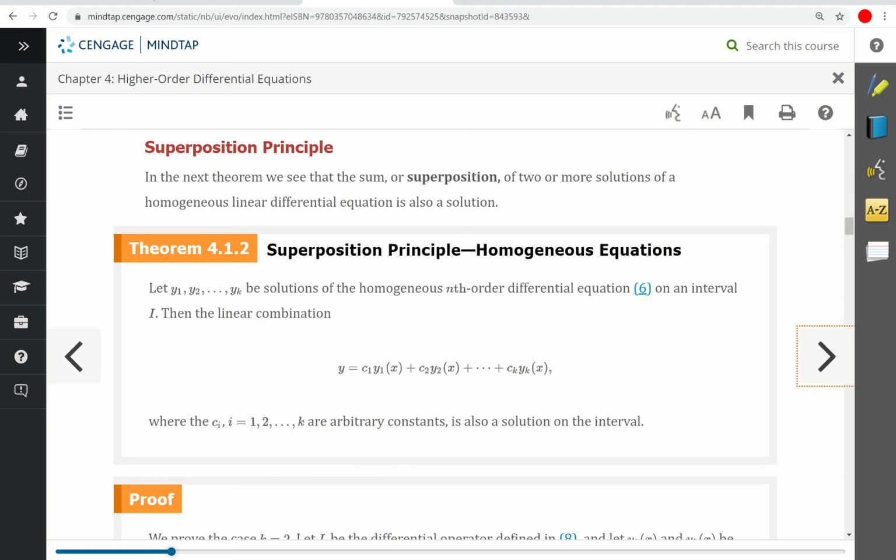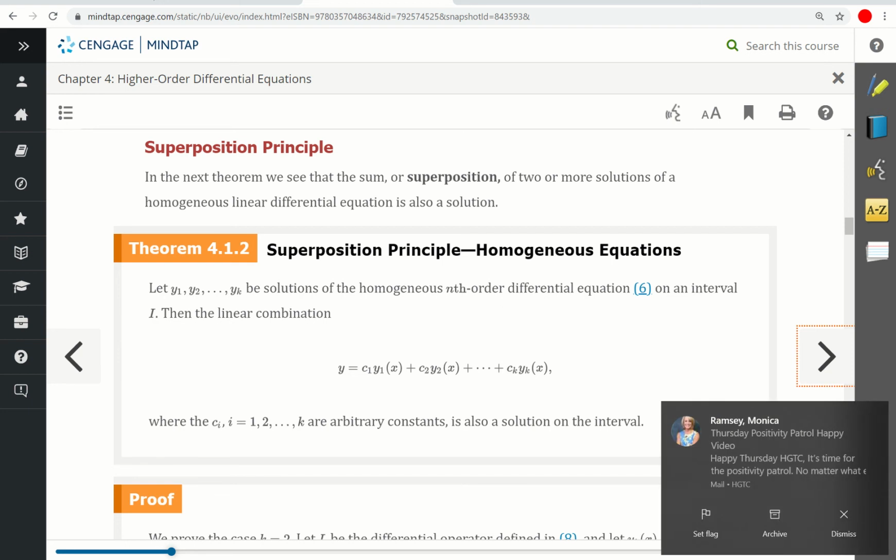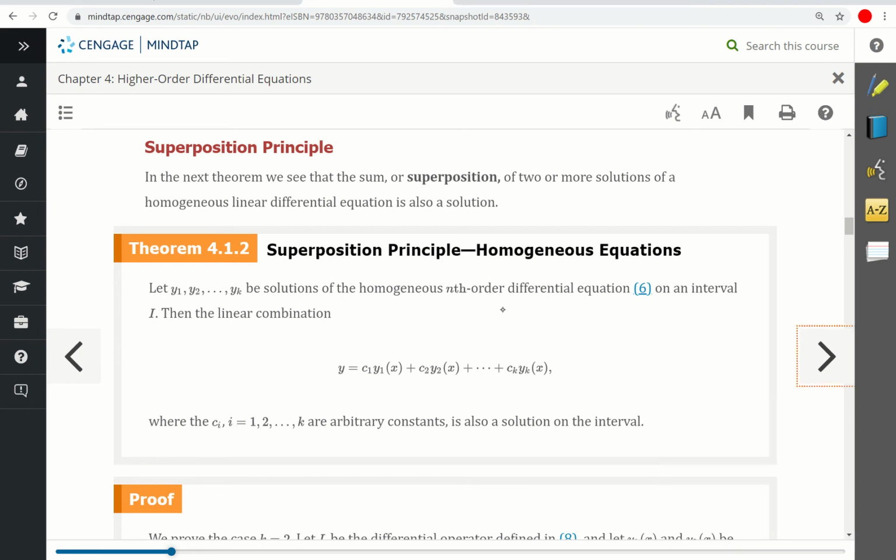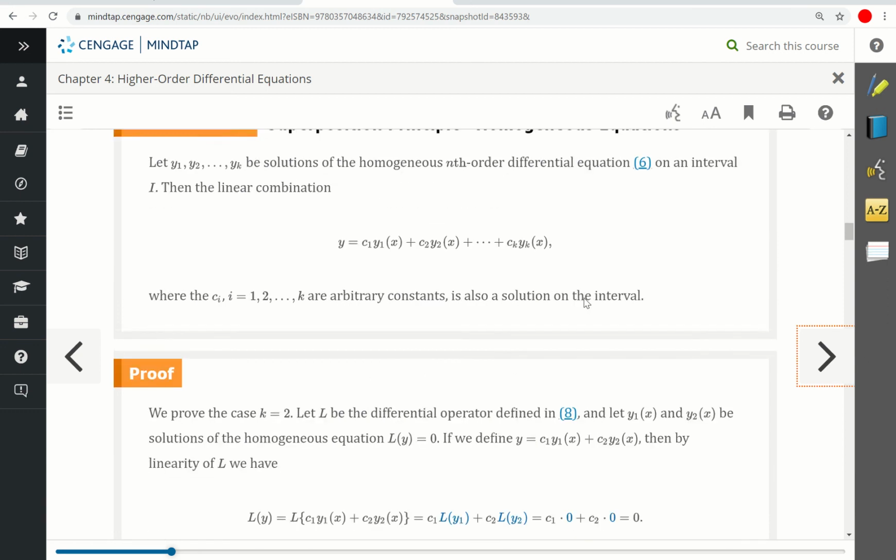If these are solutions of the homogeneous nth order differential equation on the interval I, then their linear combination, which is formed by taking constants times each of the solution functions, where the c_i for i equals 1 to k are just constants, will also be a solution on the interval. Be careful, this applies to homogeneous equations, not non-homogeneous equations.